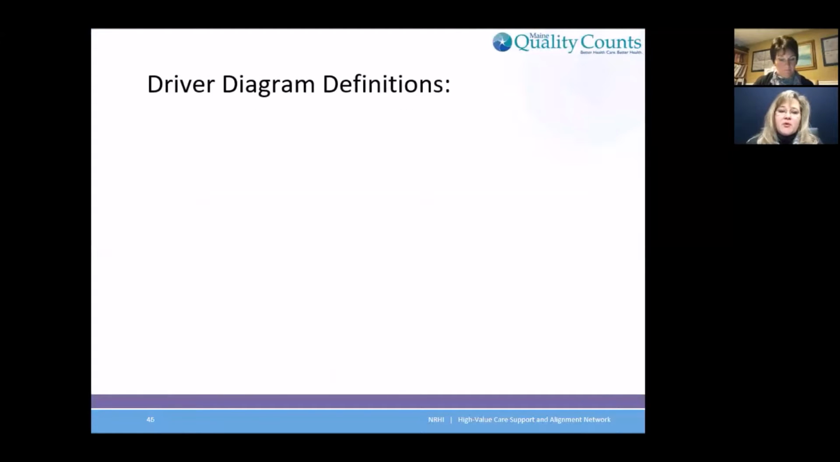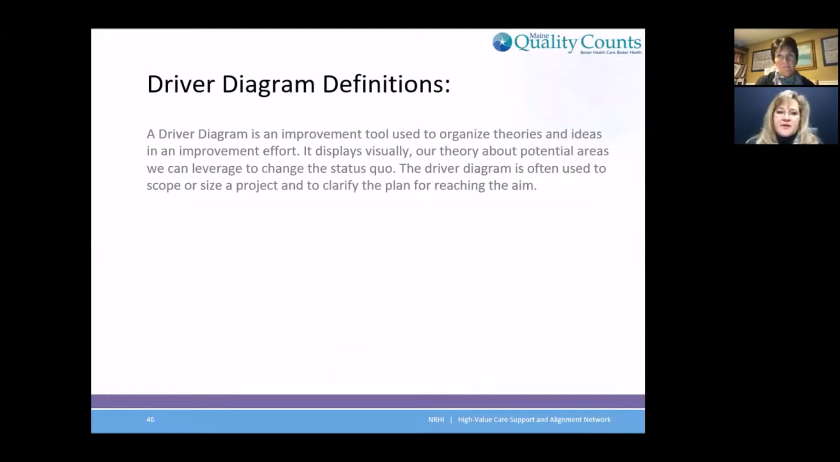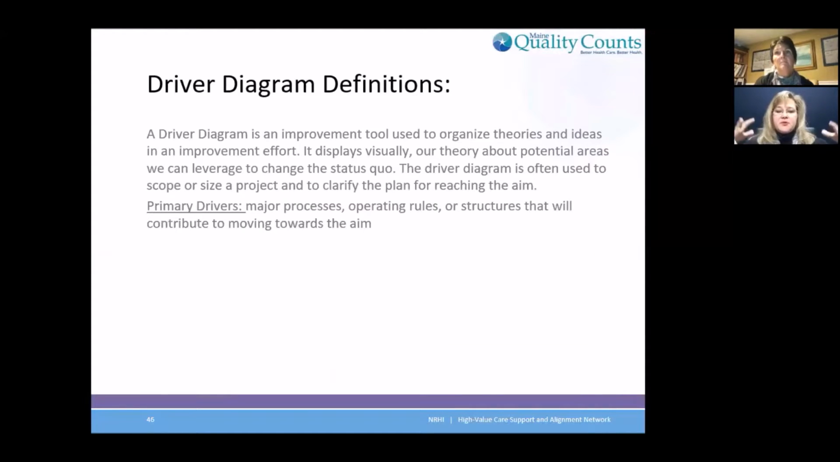When we look at this, we're looking at using this improvement tool. This is really that high level to organize theories and ideas in an improvement effort. I find this really helpful when you're looking at the scope or size of a project, to help plan the steps that you need to do to reach that aim. So it has primary drivers, the major processes. What are the big components, the big pieces or structures that are really going to contribute towards the overall global aim that you have.